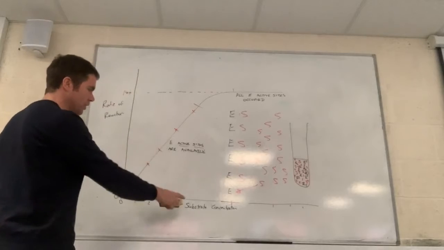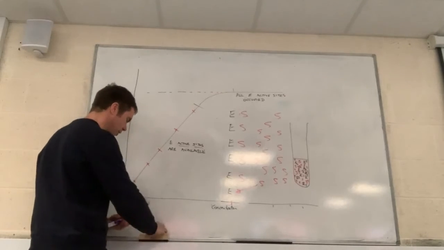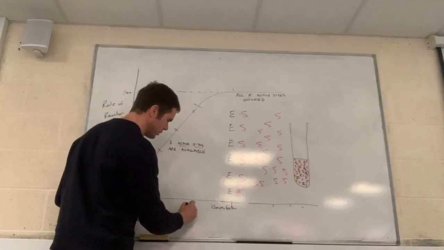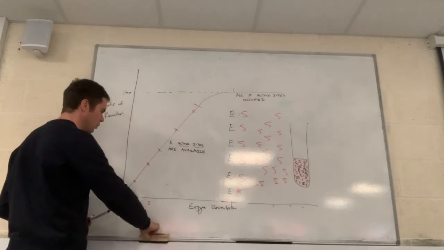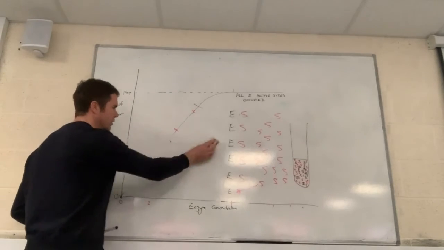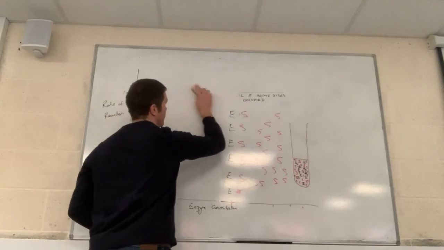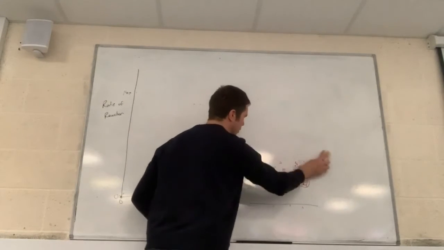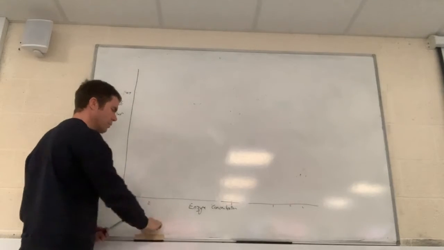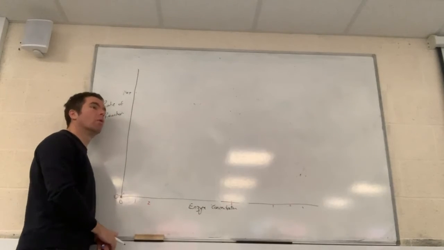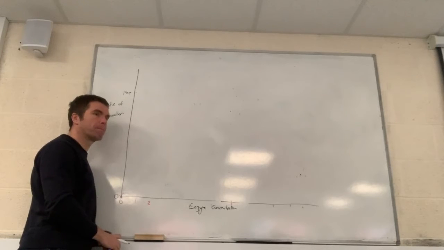Okay, right. Let's change that now. We're going to change this from substrate concentration to enzyme concentration. So this is asking the question, what happens to the rate of reaction when we increase enzyme concentration? Can you give me a logical answer to that? If I increase enzyme concentration, what will happen to the rate of reaction?